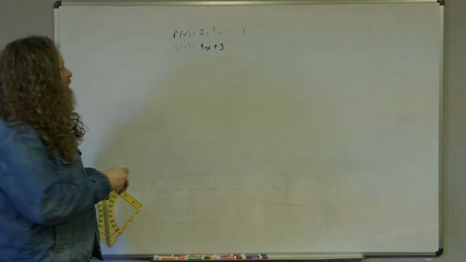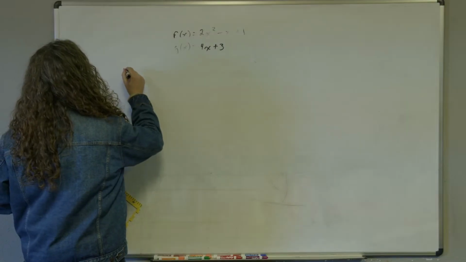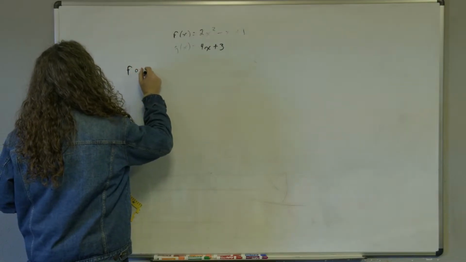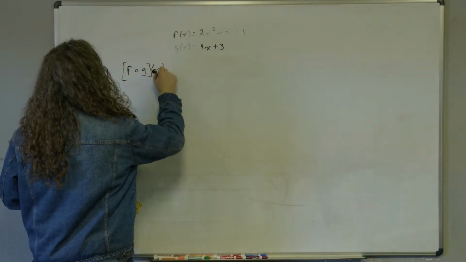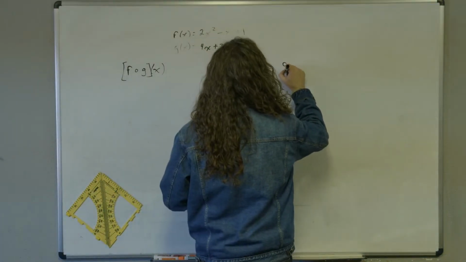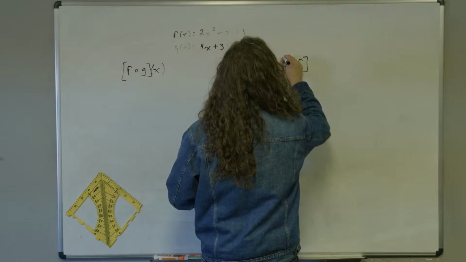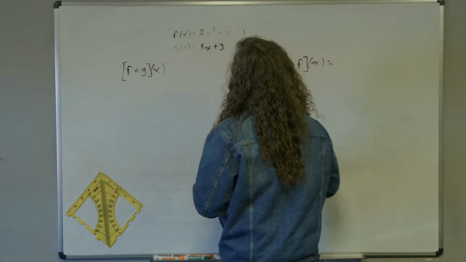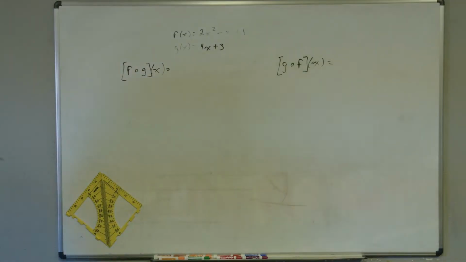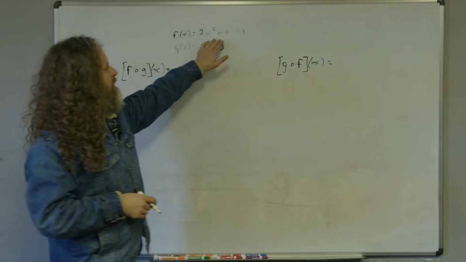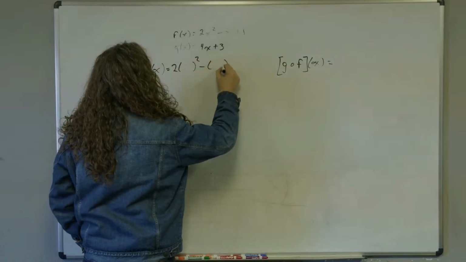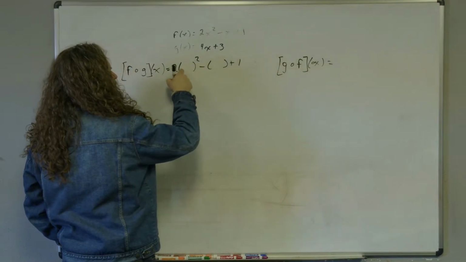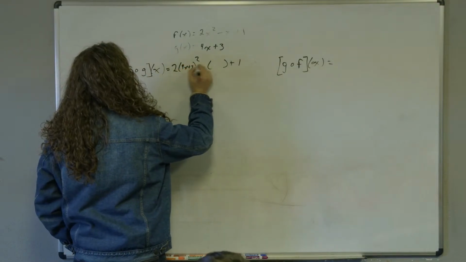Oh yeah. F of g of x and g of f of x. To find f of g of x, what do we do? You put g inside of f. So in f, everywhere there's a variable, you put parentheses, and then we put g inside of there. So we're going to put 4x plus 3 right here.